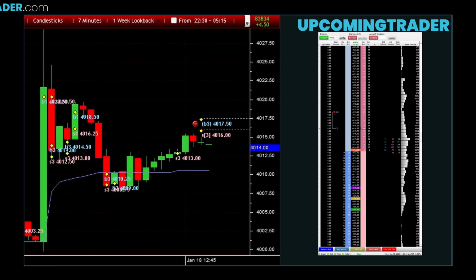Another useful tool is the moving average convergence divergence. This helps you see when momentum is shifting. When the moving average convergence divergence line crosses above the signal line, it can confirm a bullish trend. When it crosses below, that confirms a bearish trend.